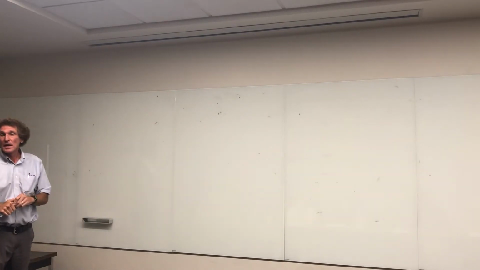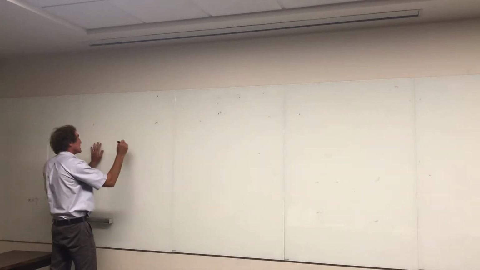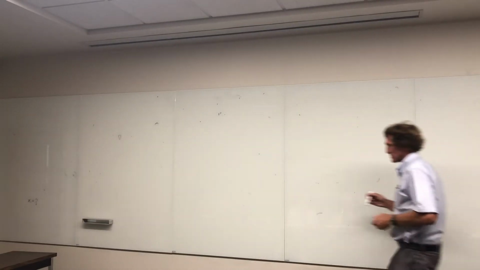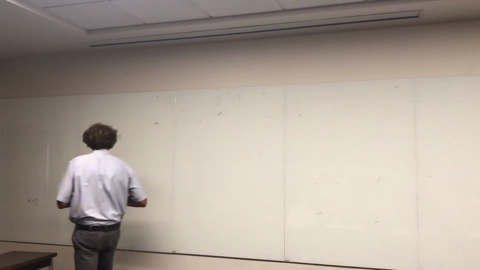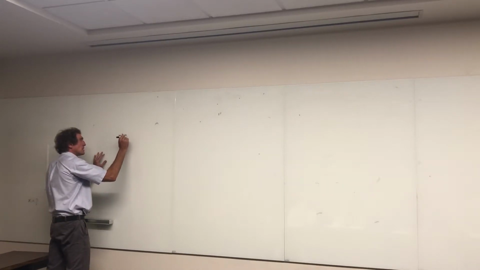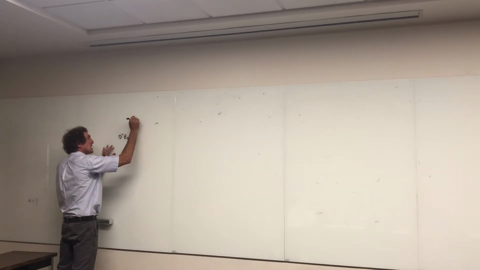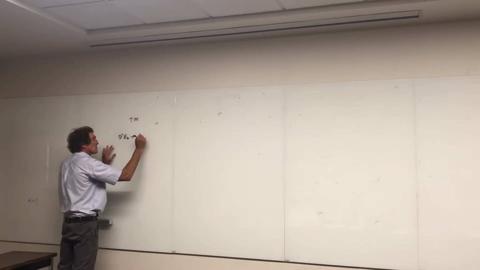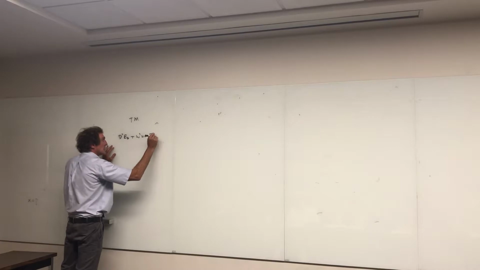Now, getting back to the solution. I'm not going to complain. I'm glad I got a board to write on. When I come back to this equation, remember it's TM. Del squared of Ez plus omega squared mu epsilon Ez equals 0.